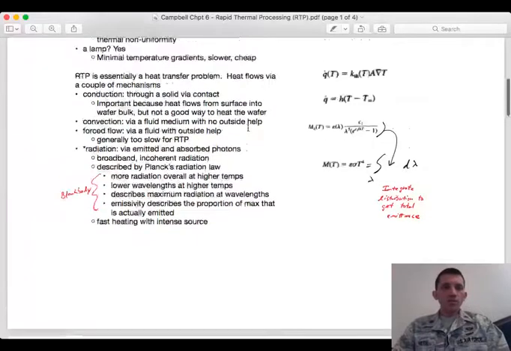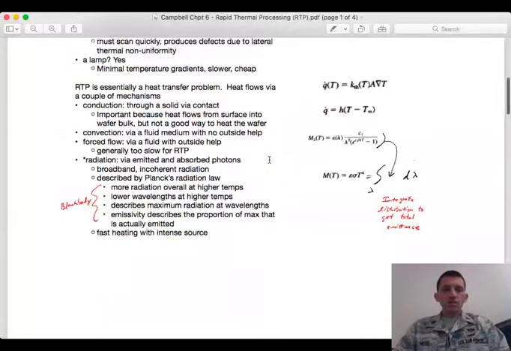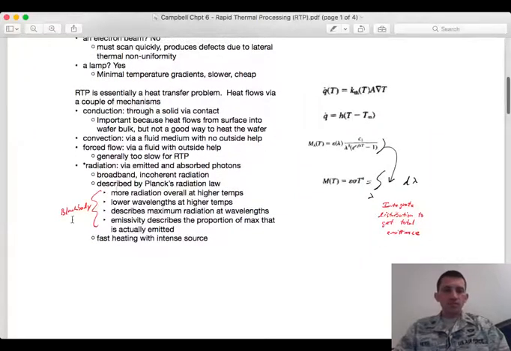If we choose a lamp as our heat source, then our radiation will be broadband and incoherent. This is different from a laser source, in which case you would have very narrow band and coherent radiation. And so what we're essentially talking about with a lamp is a black body. And a black body is everything radiates. A black body, I guess, is a perfect radiator.